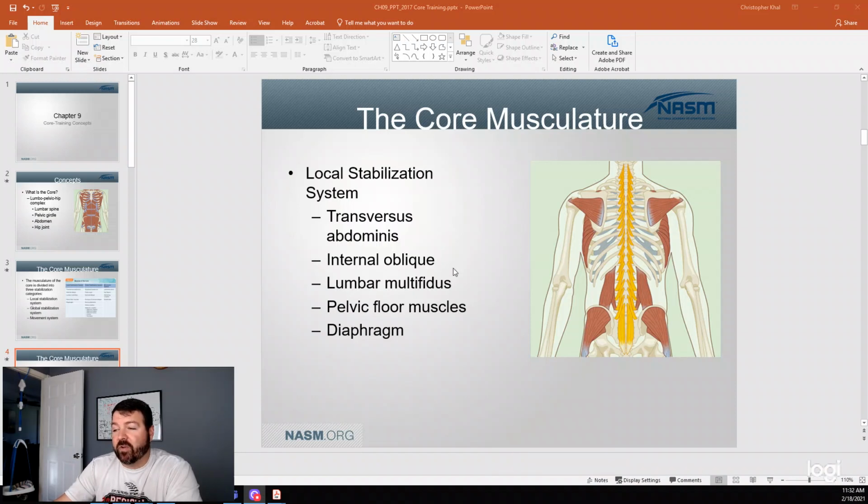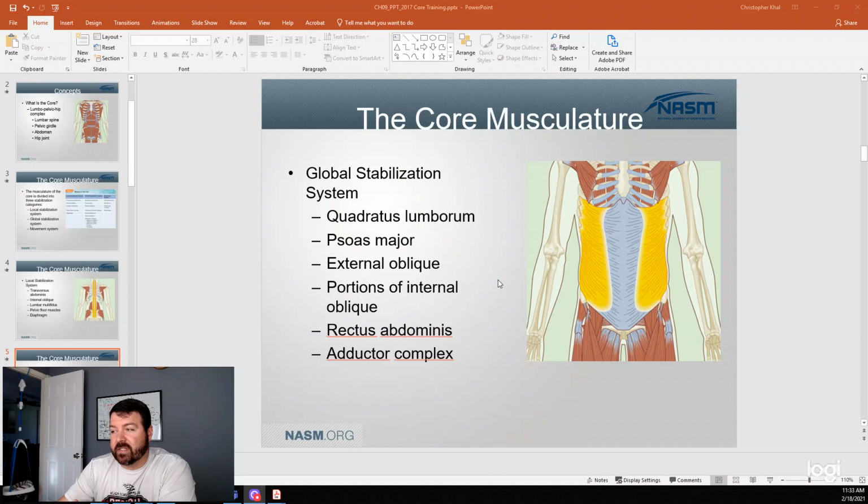You have your pelvic floor muscles, which are deep, not depicted. They're kind of small, flat, and mainly have to do with a lot of issues related to your bowels and bladder and stuff like that. And then your diaphragm, which sits under your lungs, can help you breathe, if you will. So this is your local stabilizing system.